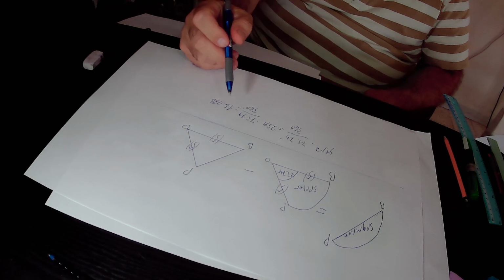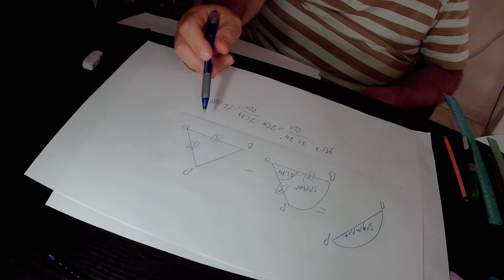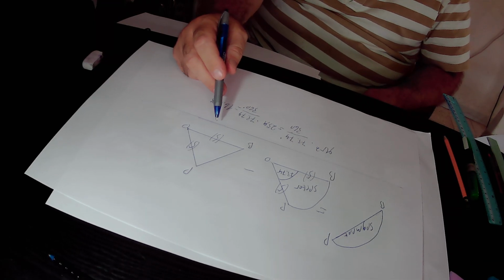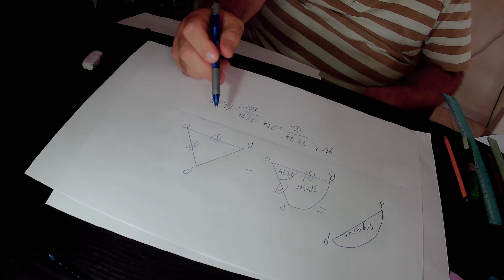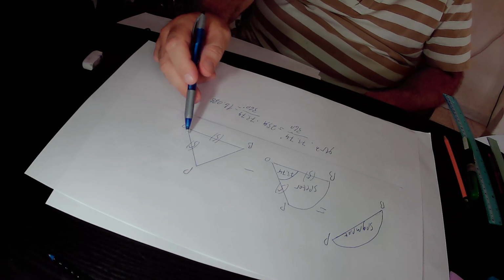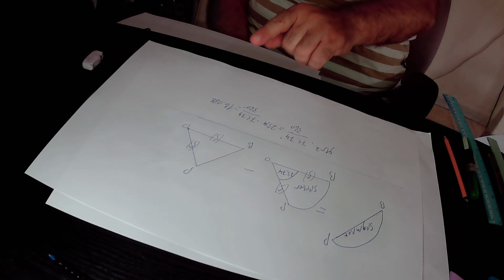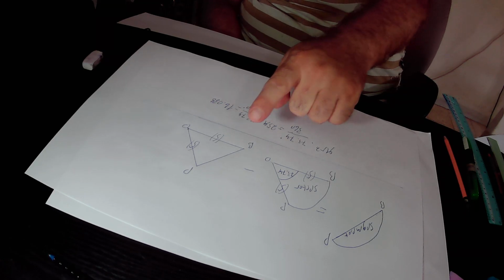What is the area of this triangle BPO? This triangle is an isosceles triangle because side BO equals side PO. So we will go from the vertex O, we will go perpendicular on the base BP.